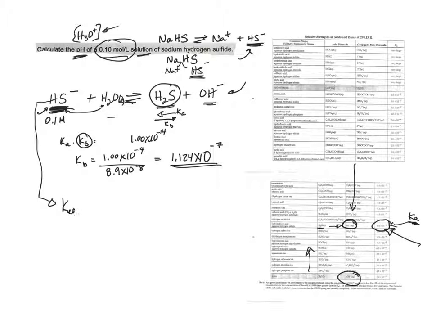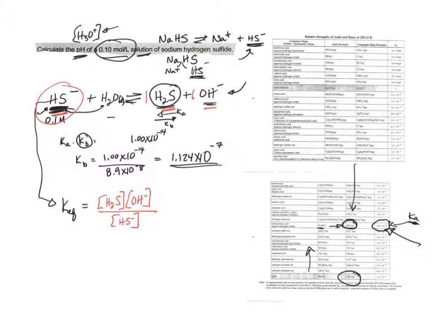So an equilibrium equation for that would be the concentration of this and this divided by the concentration of this. So it'll be the concentration of H2S times the concentration of hydroxide ions, which, since they're 1 to 1, both those values will be the same, divided by the concentration of HS minus.